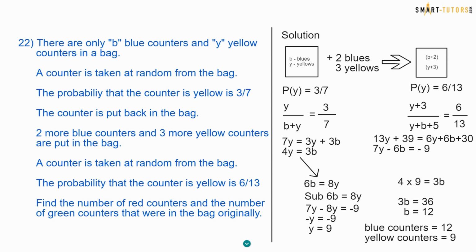Y means yellow counters is 9. Then substitute back into one of these equations, and you get blue counters is 12. That is the answer for question number 22.